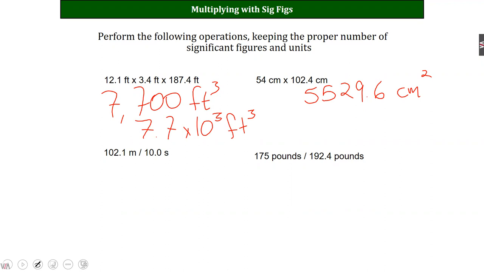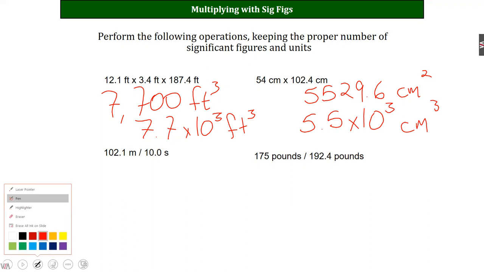And how many sig figs do we get to keep on this one? Just the two. So 5.5, again, times 10 to the 3 centimeters squared, not cubed.